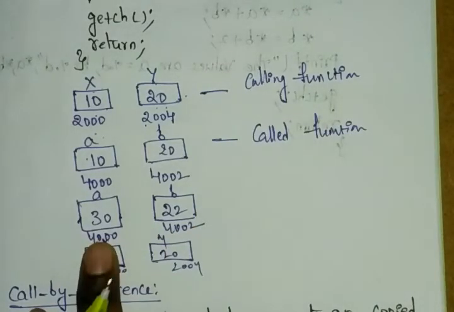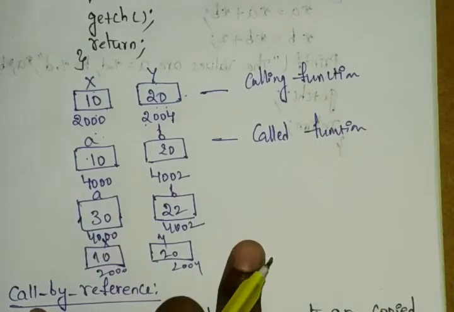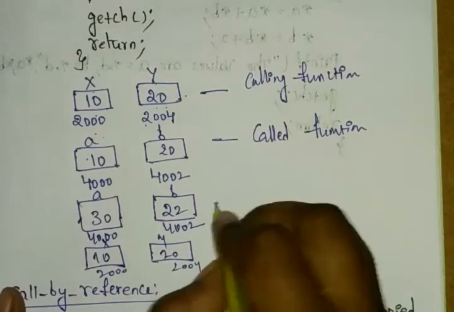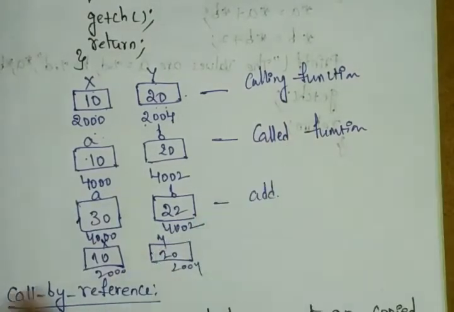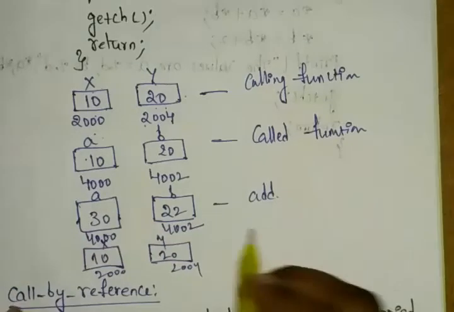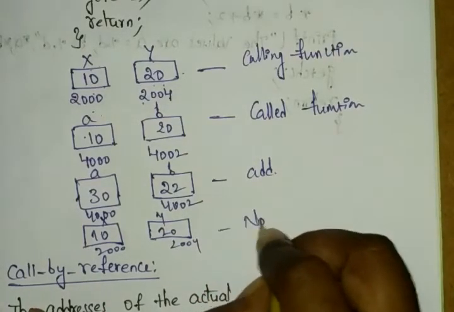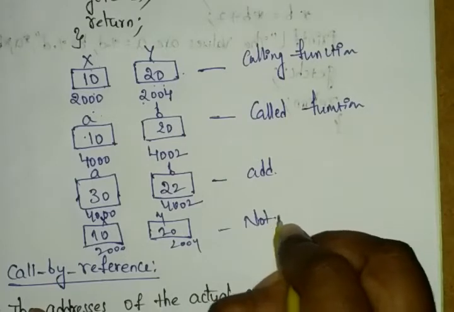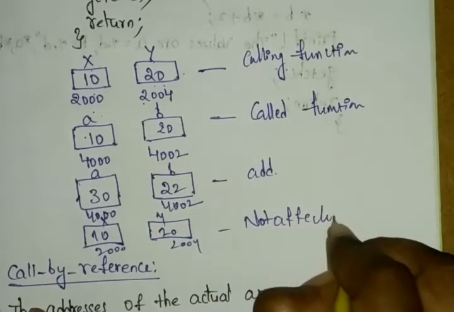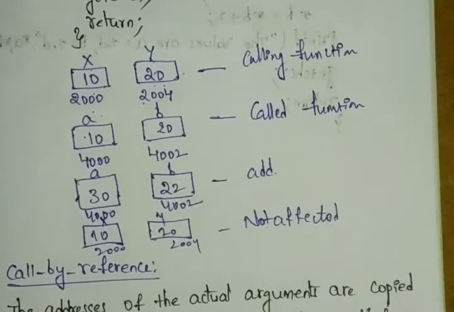Whatever the values of a and b, that is calling our function with the addition of the a and b values. It performs the add function. Whatever the values of x and y in the calling function, those are not affected in our call by value. You can write it as unaffected. So these remain constant only. There is no change in our call by value.